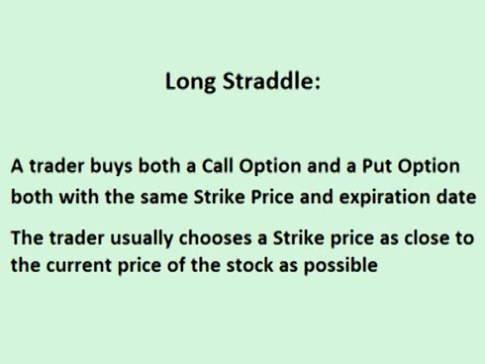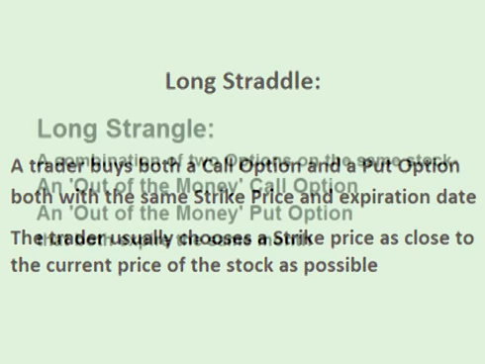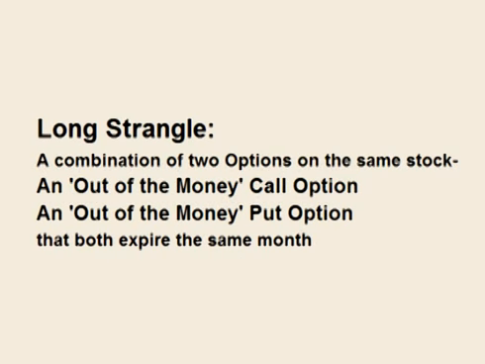Comparing the long strangle to the long straddle. A long straddle involves buying two options that are at the money. In other words, the trader buys both a call option and a put option with strike prices that are as close to the current price of the stock as possible. A long strangle involves buying two options that are out of the money. In other words, the trader buys a call option with a strike price that is above the current price of the stock and a put option with a strike price that is below the current price of the stock.